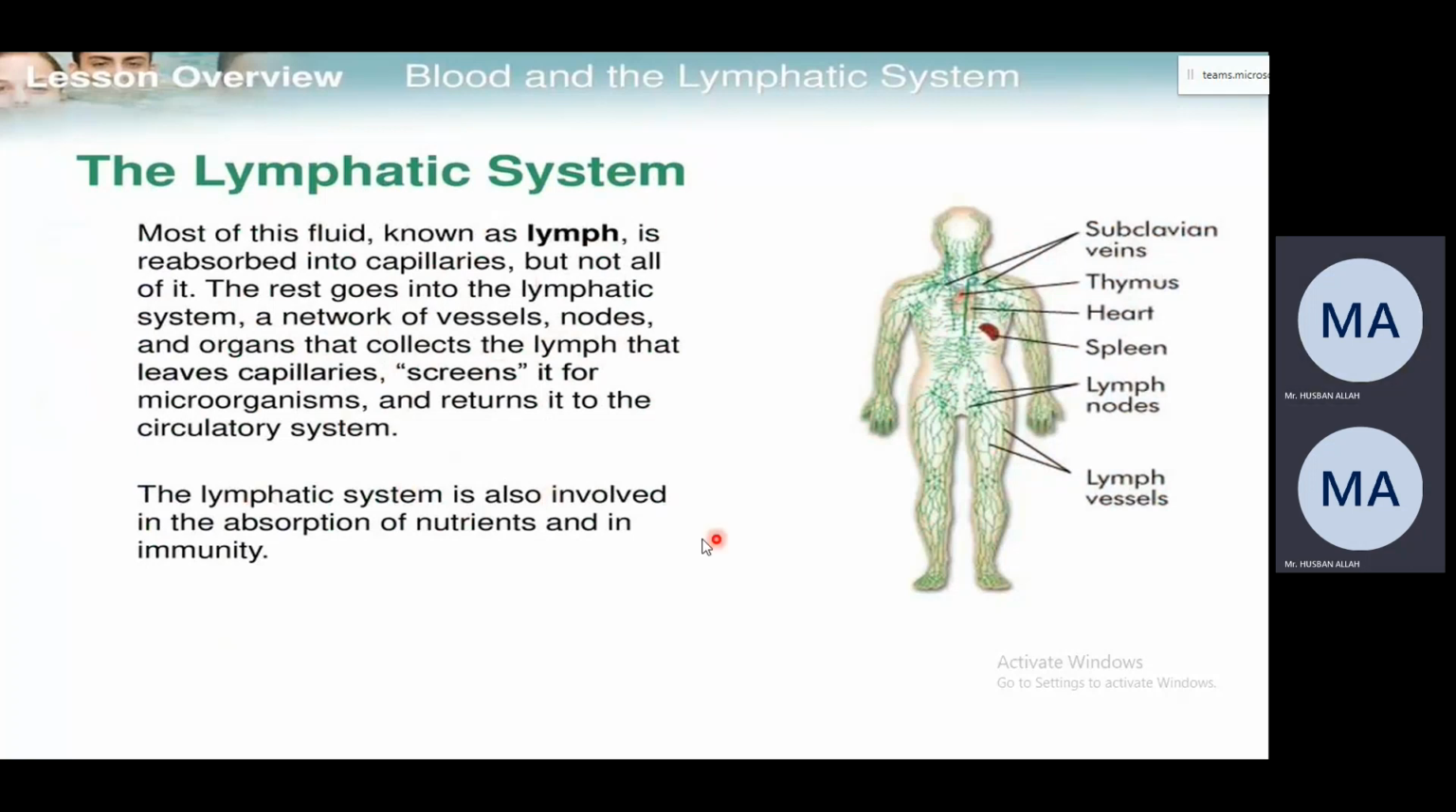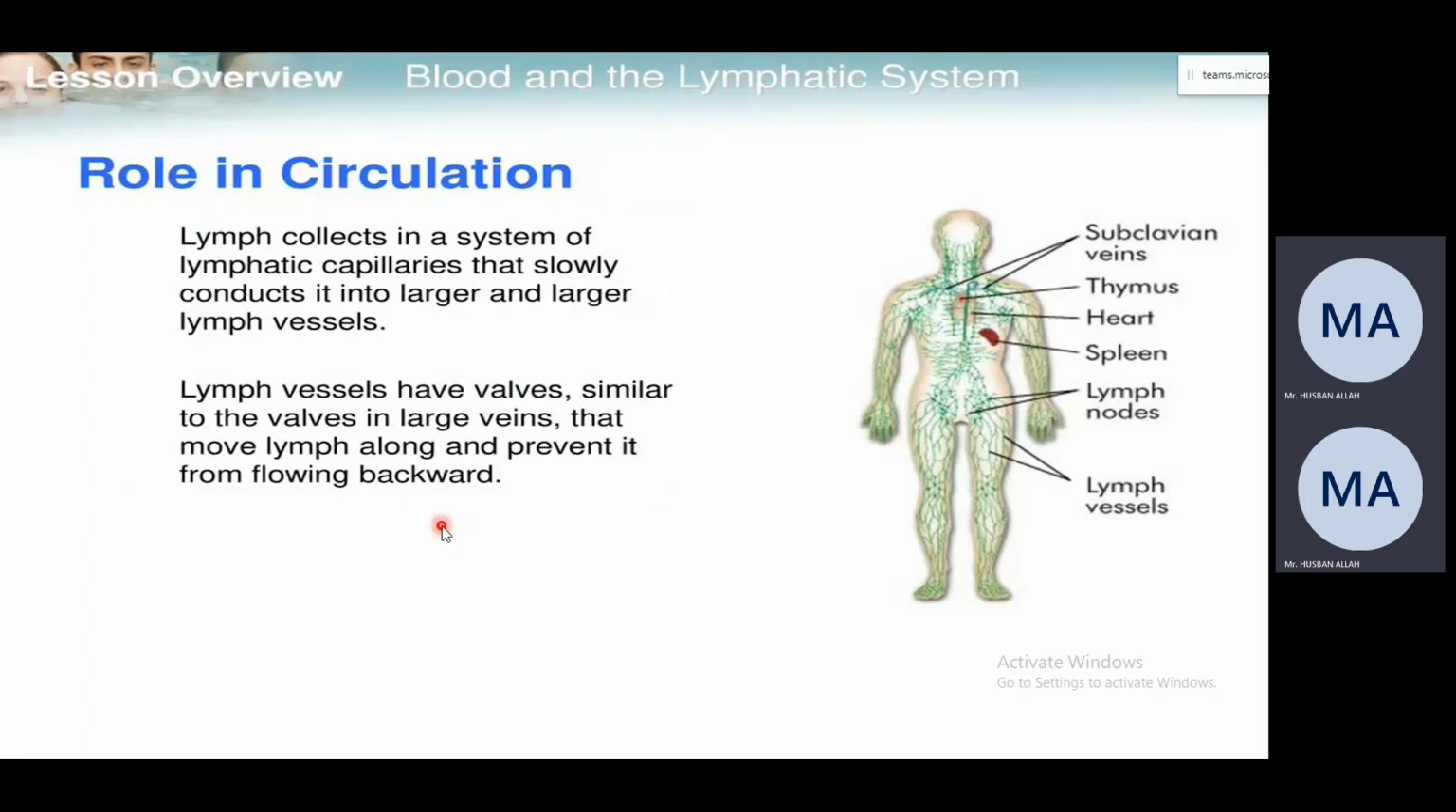The lymphatic system is also involved in the absorption of nutrients and immunity. Now, if you look, the lymphatic system has many roles, right? Related to different systems. So we will study in 2-3 systems the role of the lymphatic system: the absorption of nutrients and the immune system. So in 2 systems we are going to study the absorption of nutrients and immunity, meaning the immune system. So first, the role of the lymphatic system in the circulatory system.